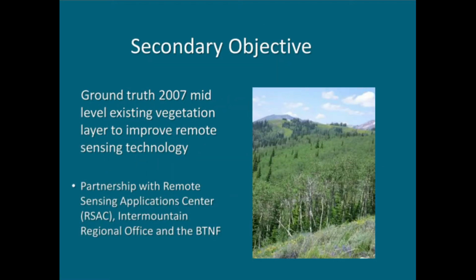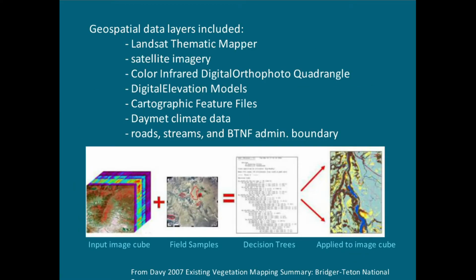A secondary objective, which was kind of a nice byproduct of the partnership, was ground truthing a mid-level existing veg layer that was remotely sensed. There's an active partnership between RSAC, Intermountain Regional Office, and Liz Davey from the BTNF. So lots of different data layers were input to this image cube. I don't really know very much about remote sensing. This is how it was generally created.